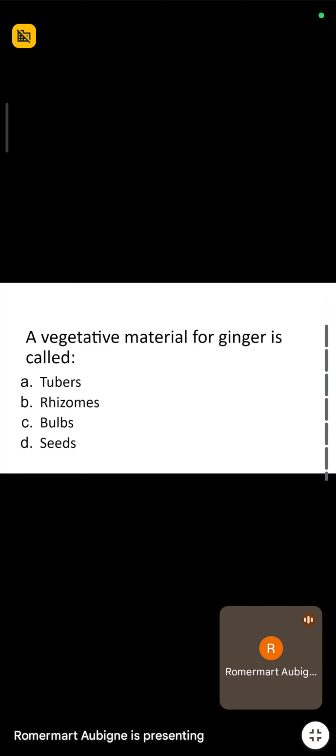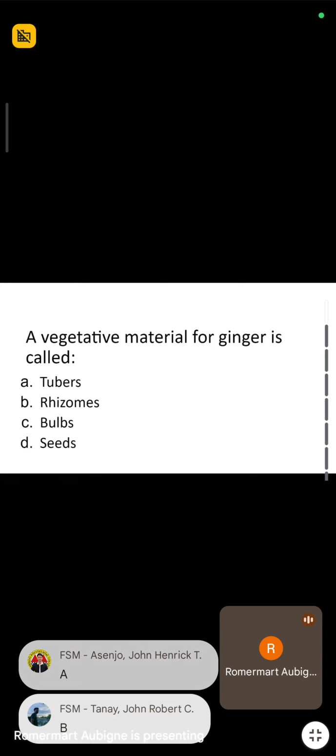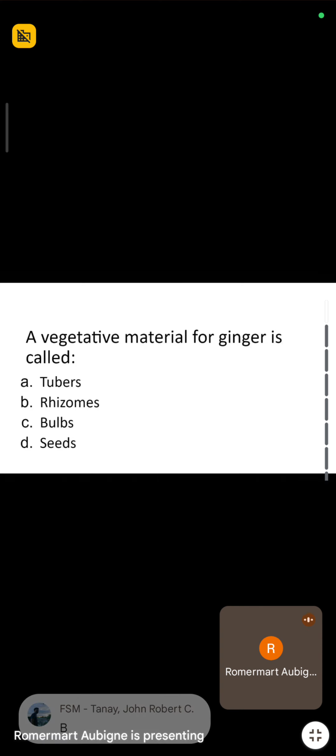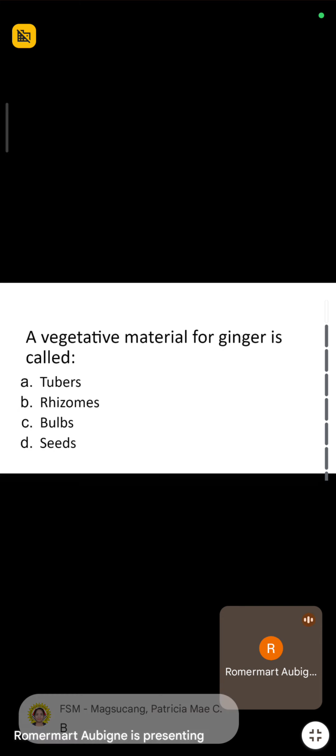Next, the vegetative material for ginger is called... ito kanina, vegetative material for ginger is called A. Tubers, B. Rhizome, C. Bulbs, D. Seed. Which is the vegetative material for ginger? The answer is letter B, rhizomes.